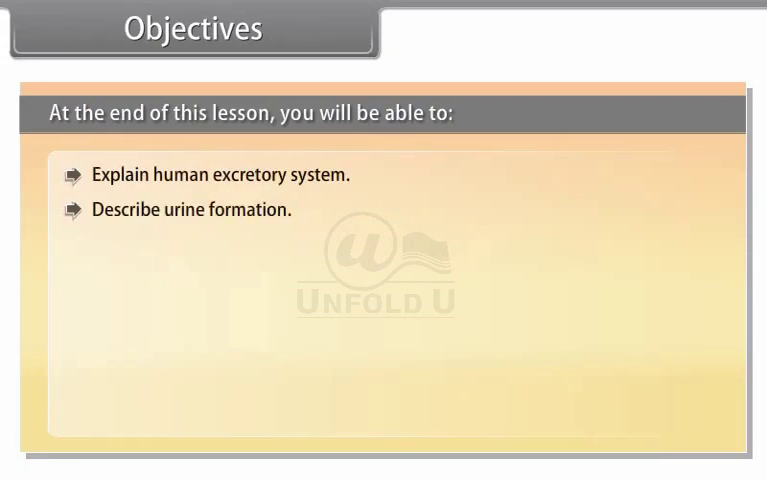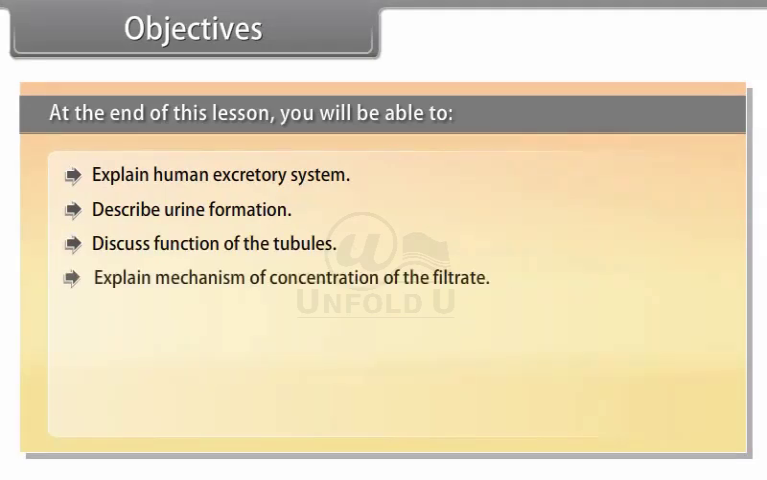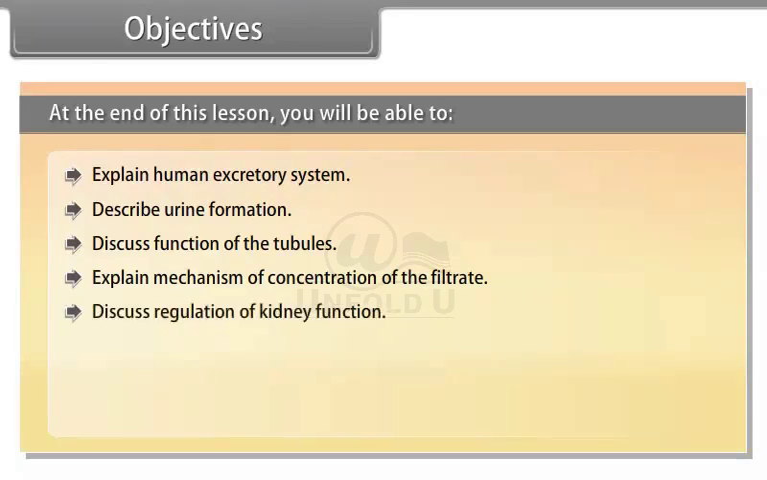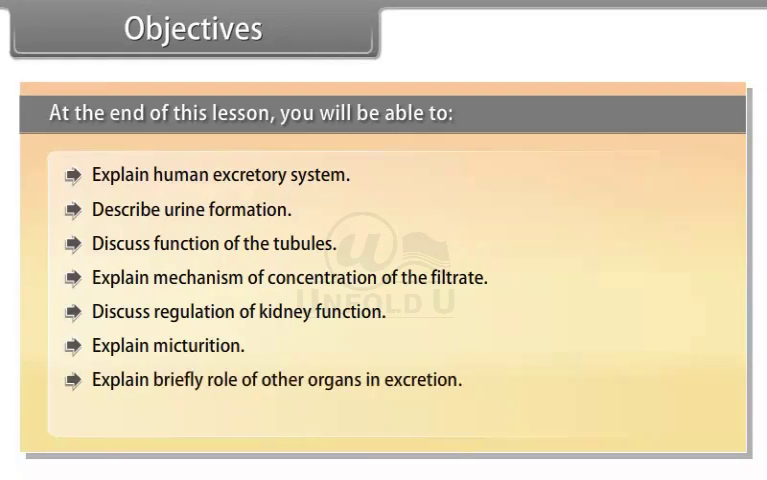Objectives. At the end of this lesson, you will be able to explain the human excretory system, describe urine formation, discuss functions of the tubules, explain mechanism of concentration of the filtrate, discuss regulation of kidney function, explain micturition, explain briefly the role of other organs in excretion, and list disorders of the excretory system.